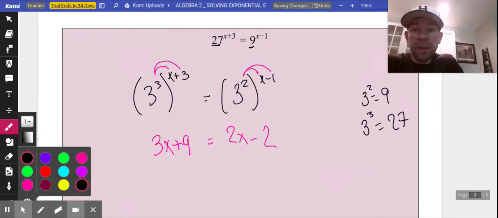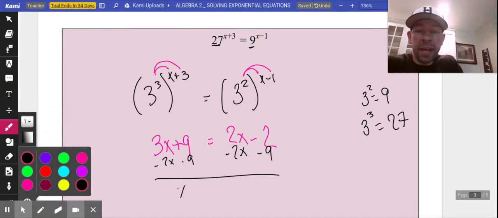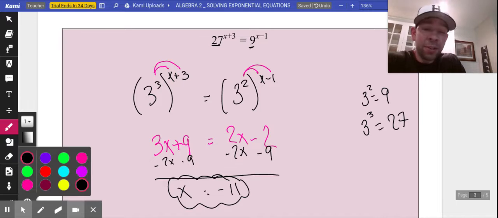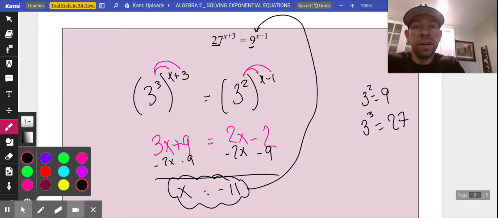And then we're just going to solve. I'm going to subtract 2x from both sides, and then I'm going to subtract a 9 from both sides simultaneously. So I get an x over here, I get negative 11 over here. And you're wondering, is negative numbers okay? In this case, on the surface, there's nothing wrong with a negative. You just want to plug it back in and check it. And again, it's a real easy check. Plug that negative 11 right here, and you'll be able to confirm that it does check.